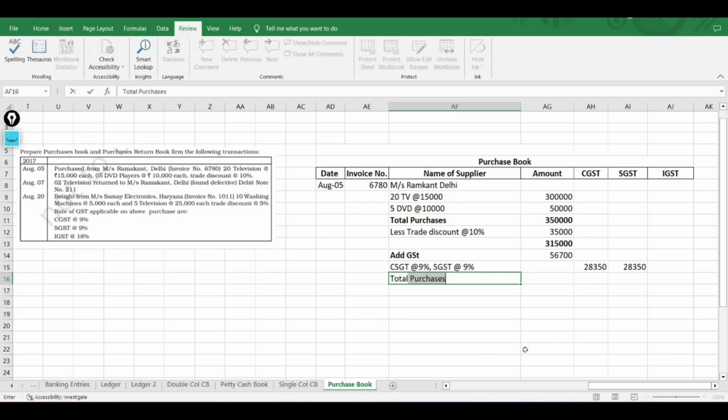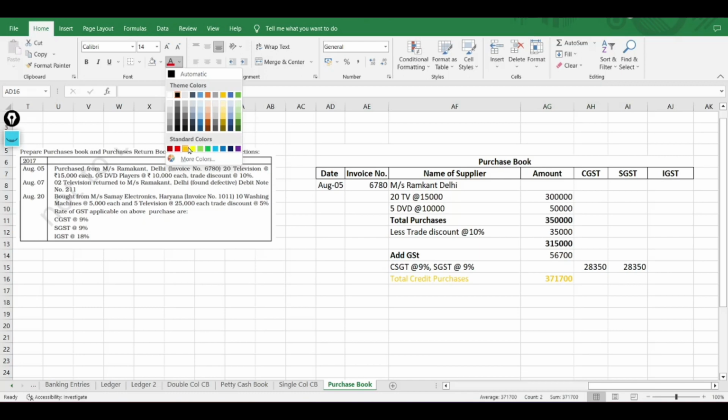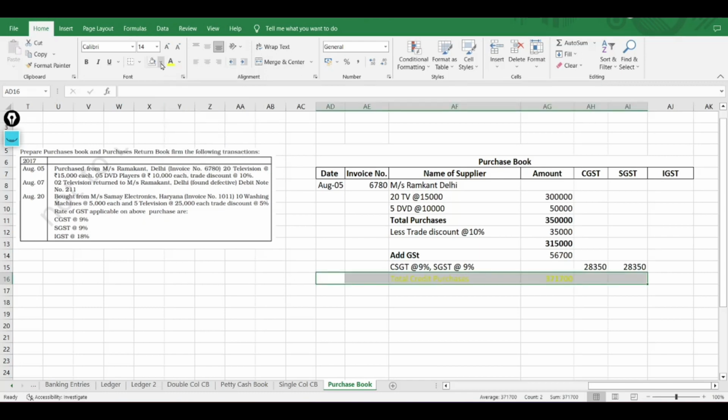Now we have to find total credit purchases. After allowing trade discount, we have to add GST. So 3,15,000 plus 56,700, that is 3,71,700 is our total purchases from Ramakant Electronics.